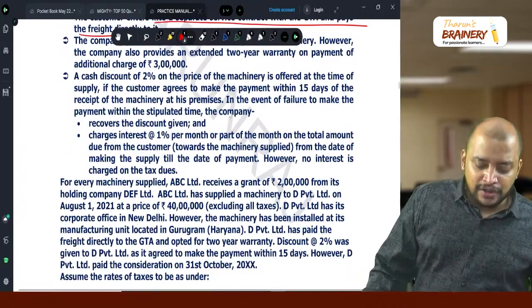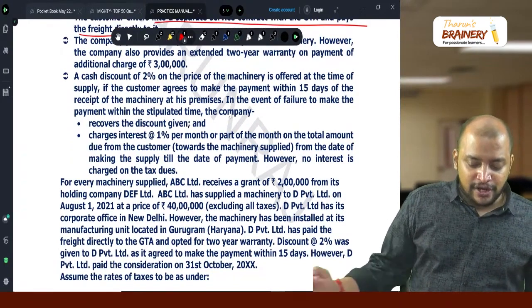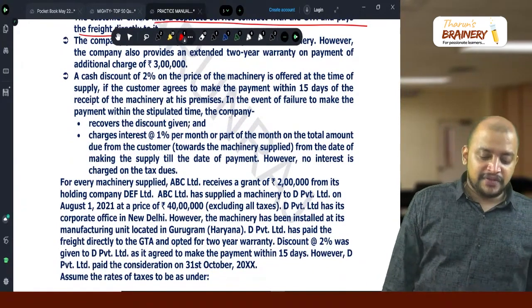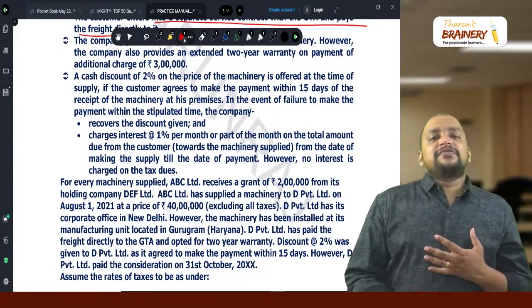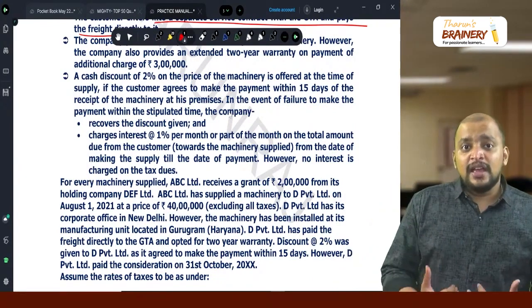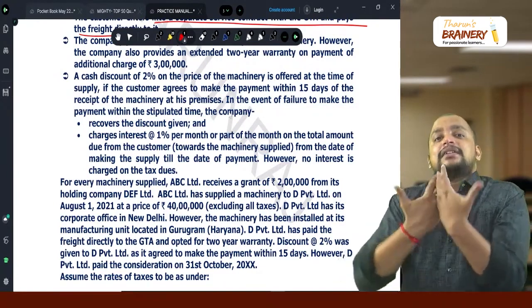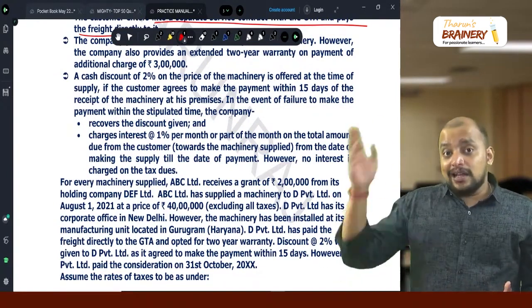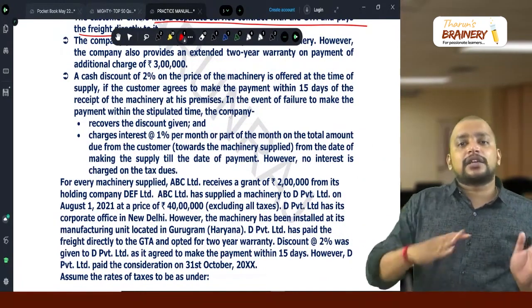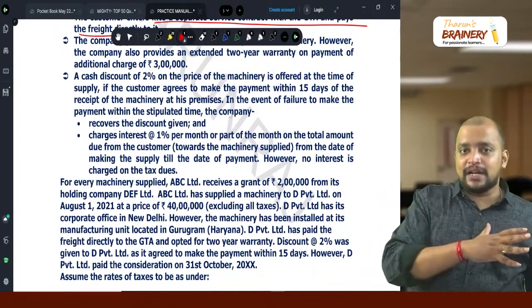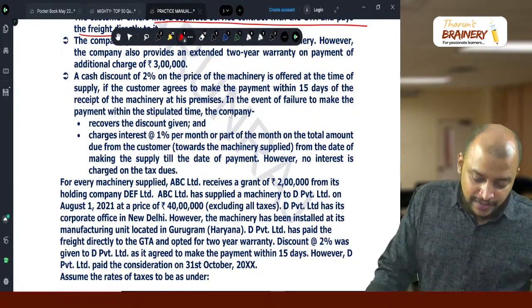A cash discount of 2% on the price of the machinery is offered at the time of supply if the customer agrees to make the payment within 15 days. So here, first of all, the discount is given at the time of supply itself, with the condition that the payment should be made within 15 days. So is it a pre-supply discount or a post-supply discount? It's a pre-supply discount, allowed as a reduction.